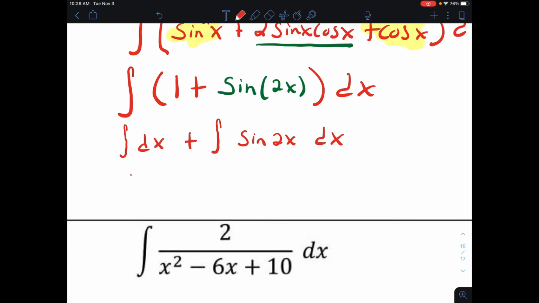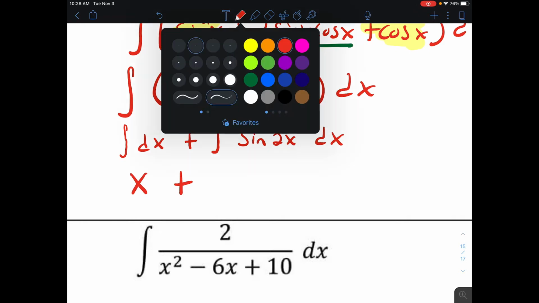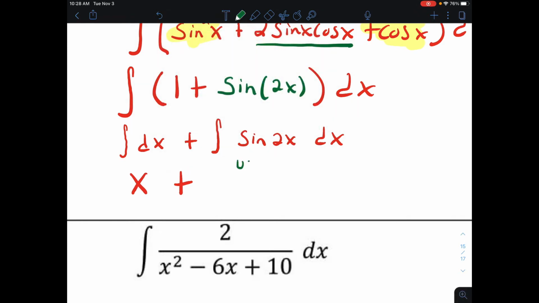The antiderivative of dx is just x, and then now we're looking at the sine of 2x, which I could do substitution. I could let u equal 2x, which means du is equal to 2 dx. So 1/2 du is equal to dx. And so we'd have x plus the indefinite integral of sine of u times 1/2 du, well, I could take that 1/2 and put it outside of the integral.